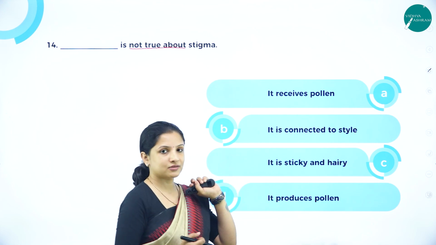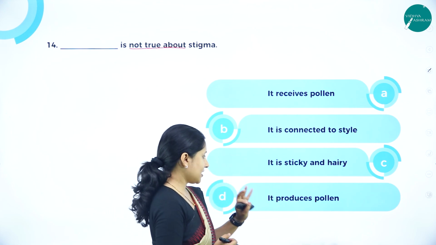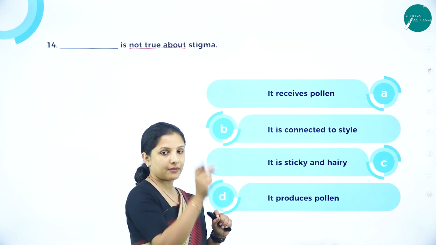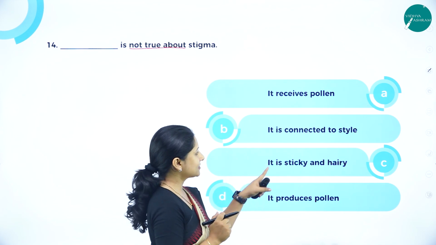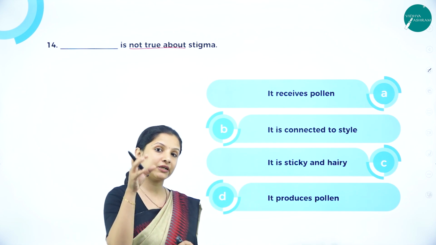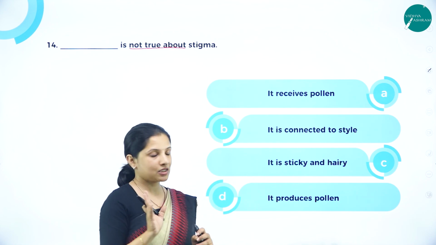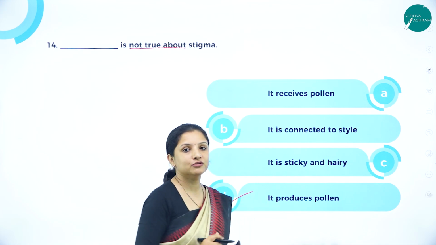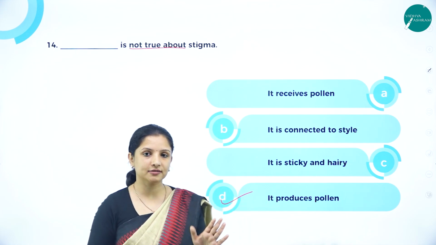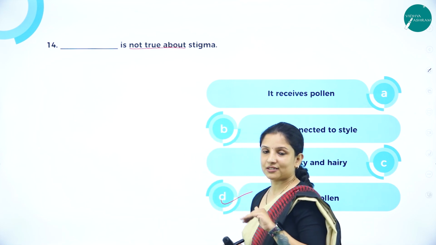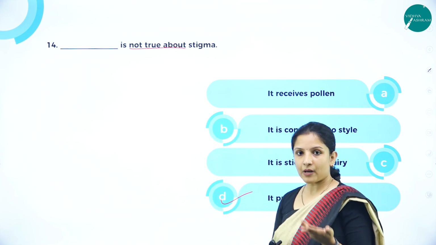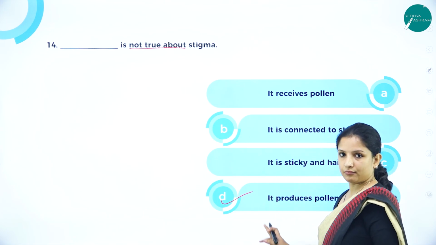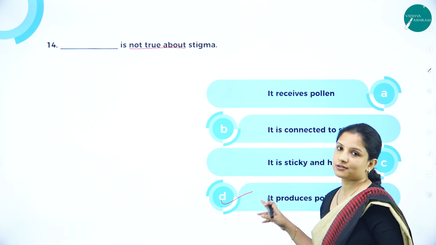It is connected to style. It is sticky and hairy. Of course, it is connected to the style, the filament. It is sticky and hairy so that it can retain the pollen grain. Next, it produces pollen? No, because pollen is produced by the anther. Stigma doesn't produce pollen because it is the female reproductive part of the flower. So, option D is not true about stigma, or option D is false about stigma.